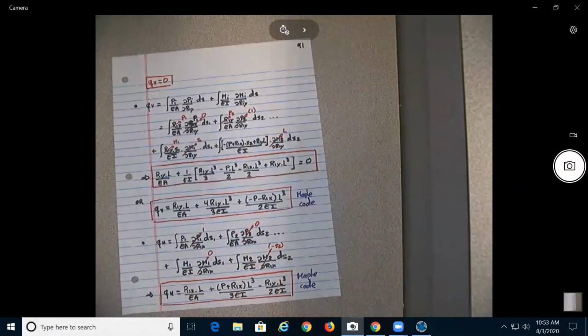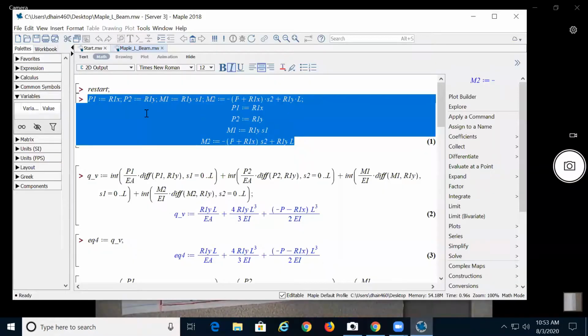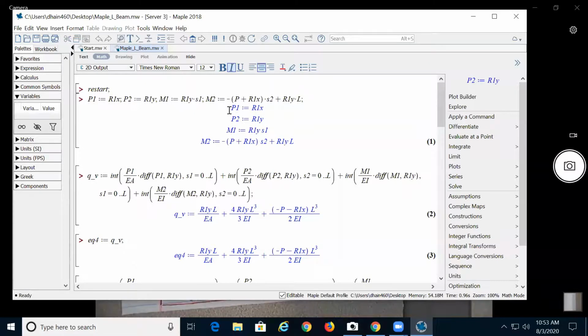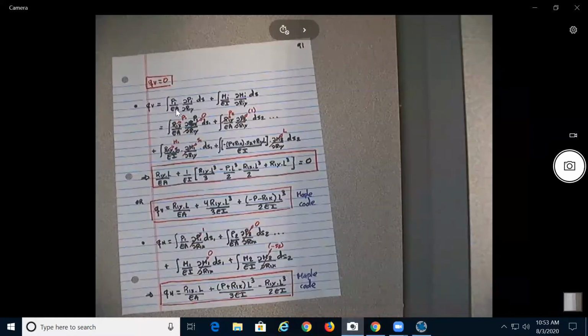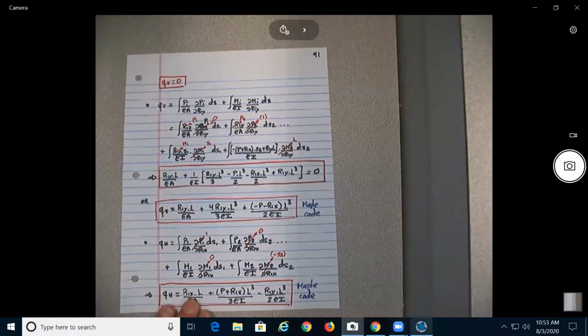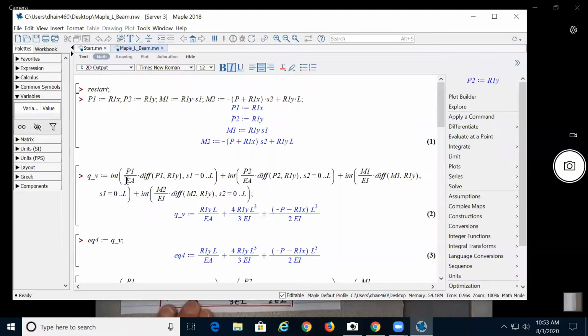All right, so if we go to the Maple file, that's basically what I have. So now we can rewrite this expression here. The way we obtain this one, I just rewrite it here in Maple, so you can do the integration. See P1 over EA, partial of P1 with respect to R1Y, because that's the force going in the vertical direction at point 1.